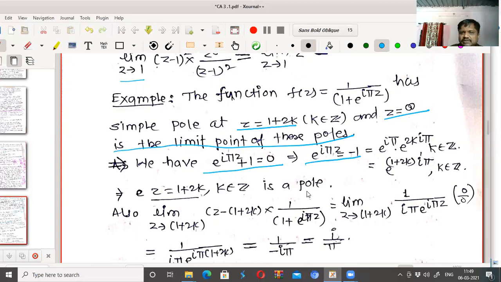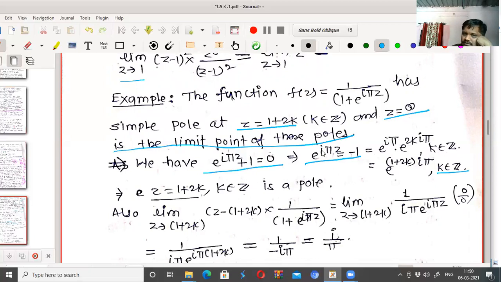Now e to the power i pi z equal to minus 1 can be written as e to the power i pi into e to the power 2k i pi for k belongs to Z, and this can be written as e to the power (1 plus 2k) i pi, k belongs to Z. Now why can we write e to the power i pi z is equal to minus 1?